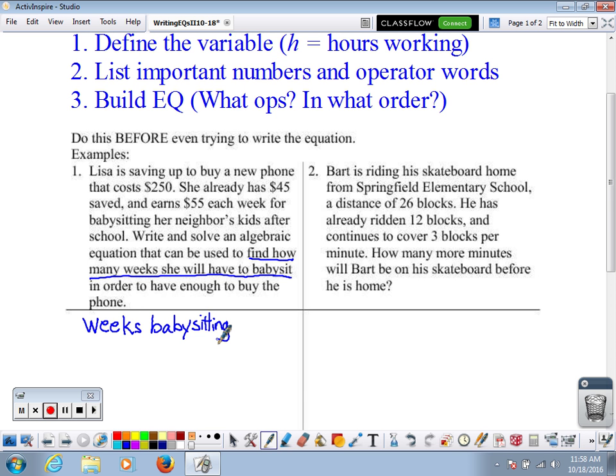Okay, that's our unknown. And we get to pick whatever variable we want. So since we're talking about weeks, let's say W is weeks babysitting. Okay, and the first time we read through, that's the only thing we care about. It's the first thing that we're going to write down. Everything else in this story comes back to how we define that variable. Okay, so then we read it the second time, and that's when we look for the numbers and the operator words. Okay, so Lisa's saving up to buy a new phone that costs $250.